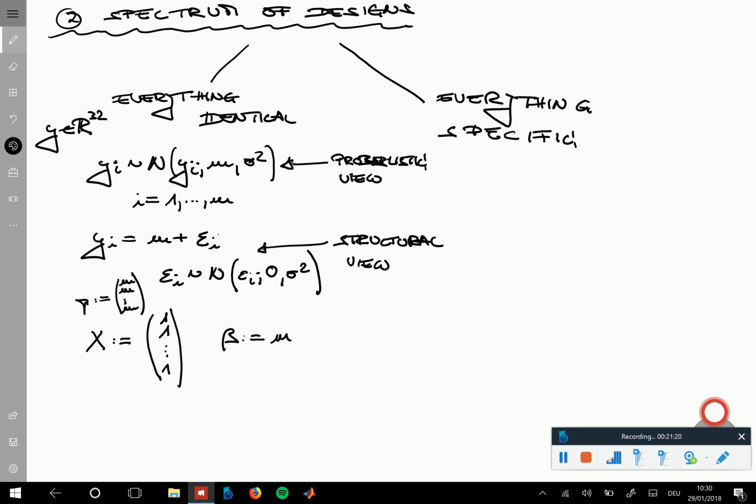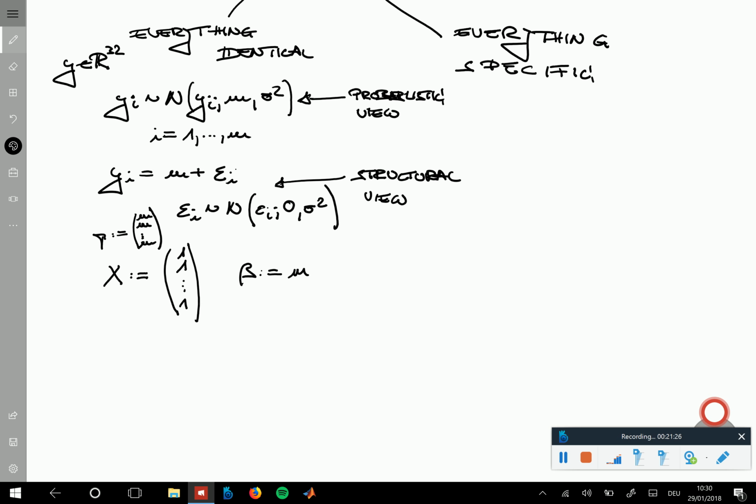So it's an m. What you want in the GLM formulation is to put this probabilistic view, that each entry of y is distributed according to a univariate Gaussian with the same expectation parameter.